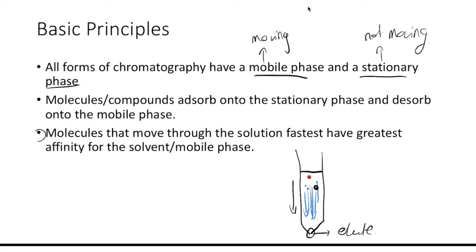And as you can see here, if a molecule moves faster through the column, okay, that means that it has a greater affinity for the mobile phase, and the mobile phase is a solvent. Okay, so let's move on.